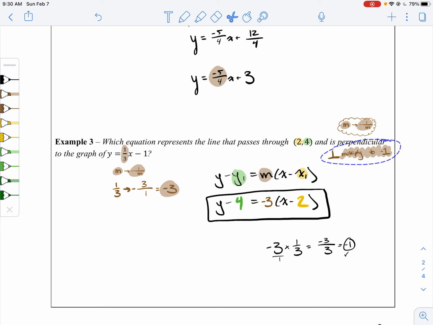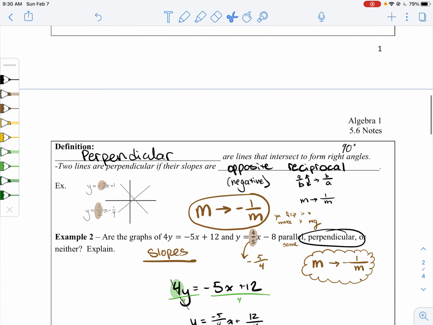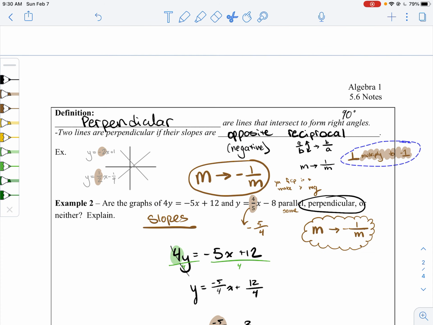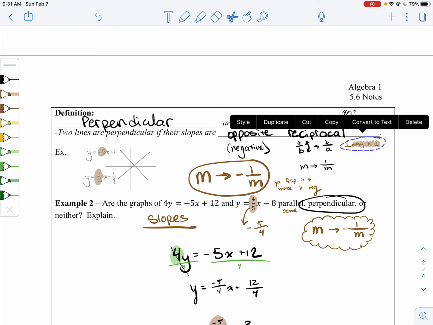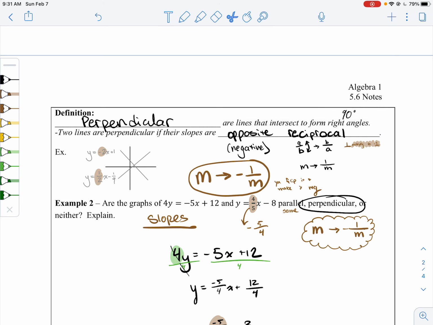Where do we put our key lines? All right, here. Their slopes multiply to -1. That's a good key idea to remember.